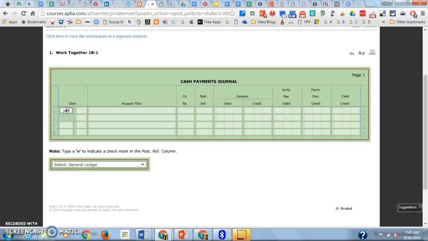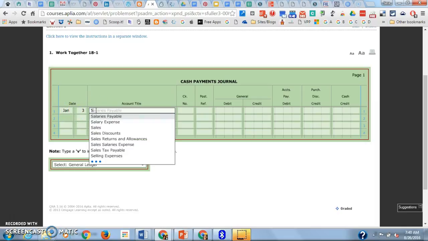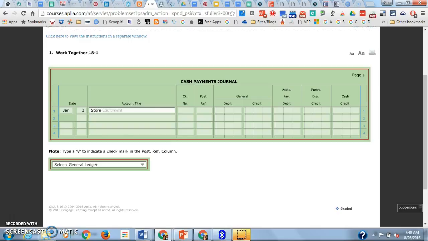So my date, January 3rd. And my account title will be store equipment. Check number is 142, and then it will be a general debit of $500 and a cash credit. So remember, now that we are in our cash payments journal, for the most part, these will all be one-liners.